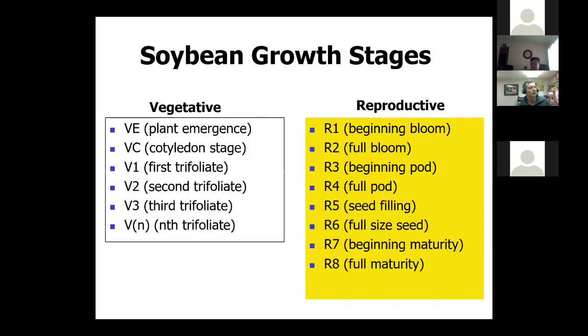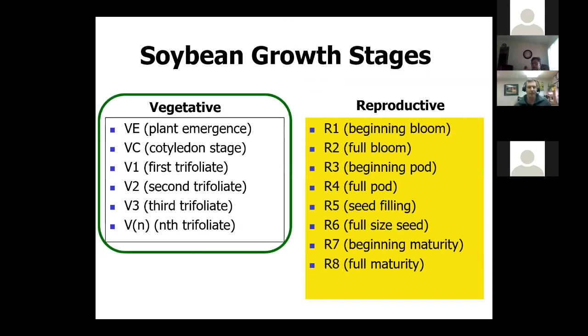Of course we have two major growth stages in soybean. We're going to start with the vegetative stages. I'm doing this because understanding the growth stages, and certainly the biology behind them, will give us some information to allow us to more intensely manage our soybean, ultimately with the goal of more efficiently increasing yield.